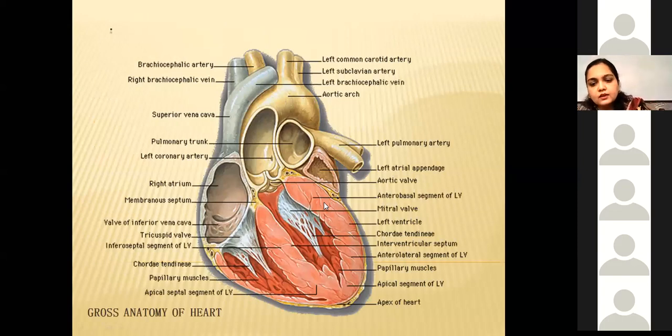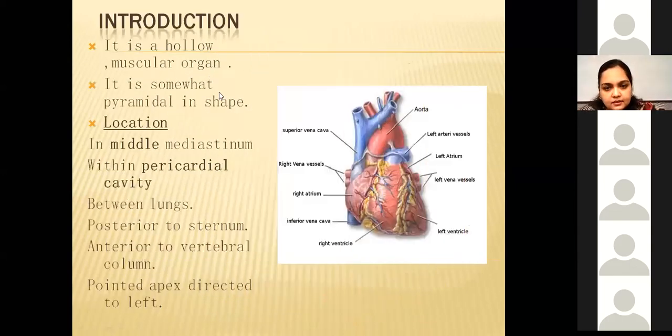Now come to the heart. Just have a look at this heart, having the four chambers: right atrium and right ventricle, then the left atrium and the left ventricle, and these are the great vessels. This whole heart is present in our middle mediastinum, covered by the pericardium, and it lies between the two lungs, posterior to the sternum and anterior to the vertebral column. The apex of the heart is always directed downwards and to the left.